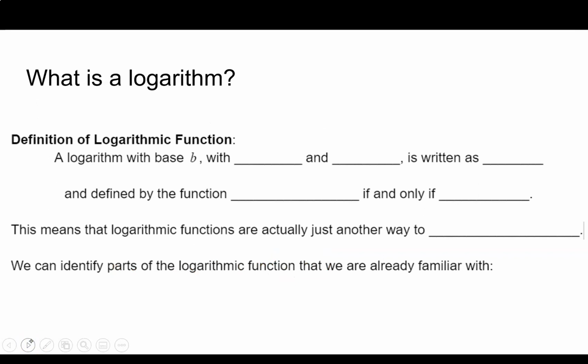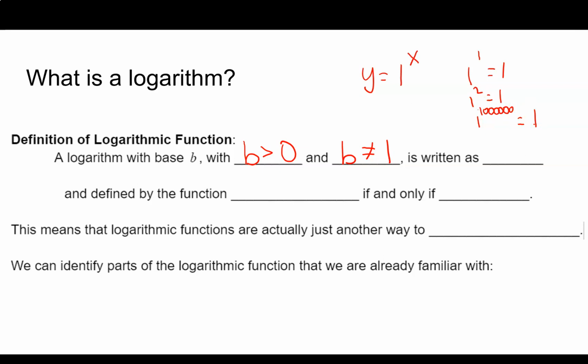Before we do that, let's start with what a logarithm is. When we have a logarithm with base b, b has to be greater than 0, but it cannot equal 1. It has to be greater than 0 so that we have either a decay or a growth factor, but it can't be 1 because 1 is neither decay nor growth. Think about it this way. If I had y equals 1 to the x, well, 1 to the first is 1, 1 to the second is 1, 1 to the 1 millionth is 1. So it just doesn't make sense to have b equals 1.